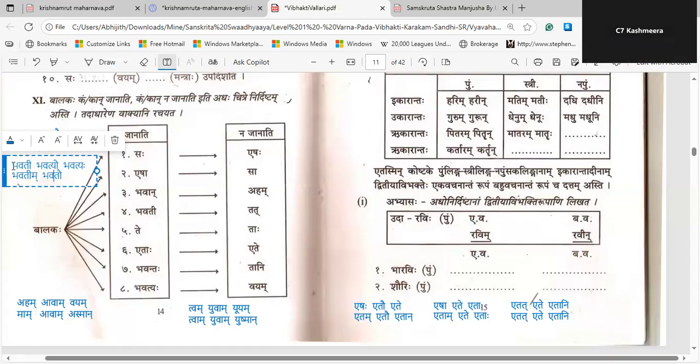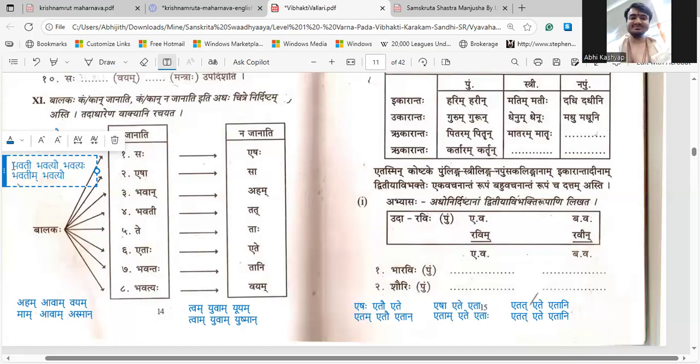Next it will be Bhavatihi. Same. Think: Ankani, Ankanyau, Ankanya. Ankanihi came. Very good.